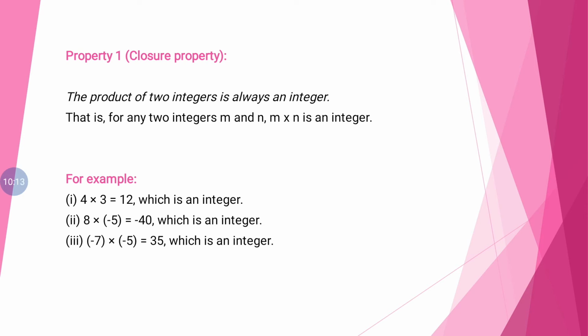For example, 4 3s are 12, which is an integer. 8 5s are 40. The product of two different signs is negative, so we get minus 40, which is an integer. The product of the same sign is positive, so 7 5s are 35, which is an integer. So integers are closed under multiplication. This is the closure property under multiplication.